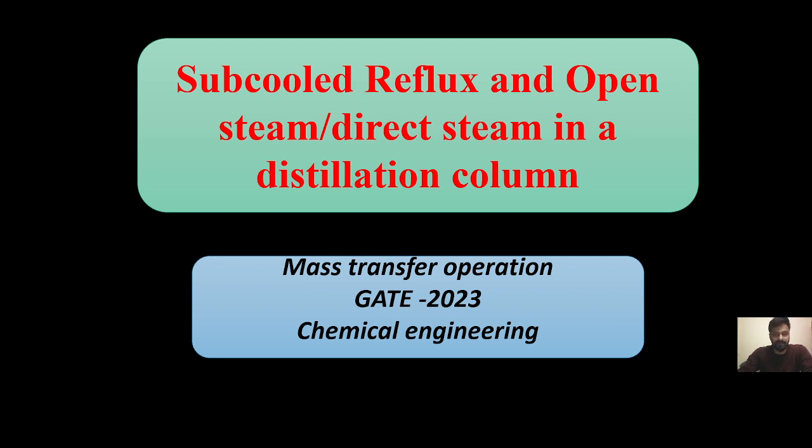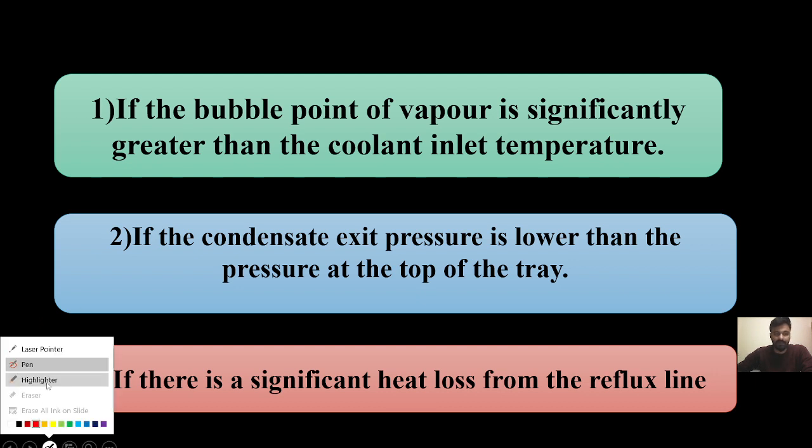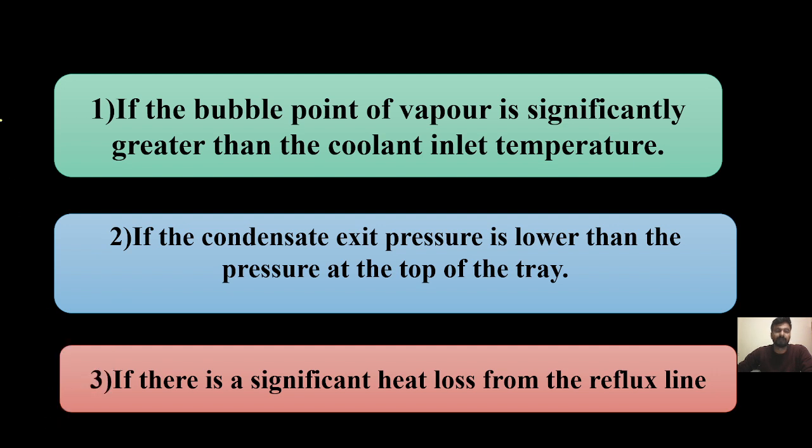The reasons behind subcooled reflux vary from condition to condition, but here I have categorized three main reasons for the subcooled reflux condition. That is, if the bubble point of vapor is significantly greater than the subcooled liquid temperature, then the reflux will be a subcooled reflux condition. Next is if the condensate exit pressure is lower than the pressure at the top of the tray. So here you can see how this happens.